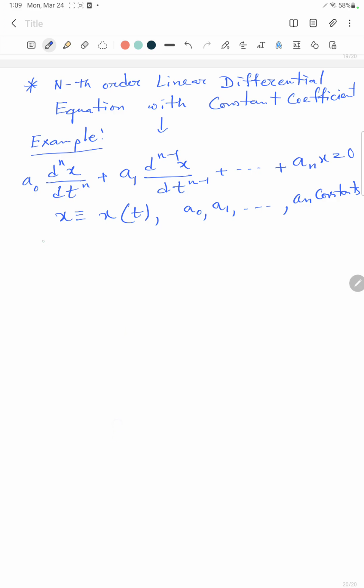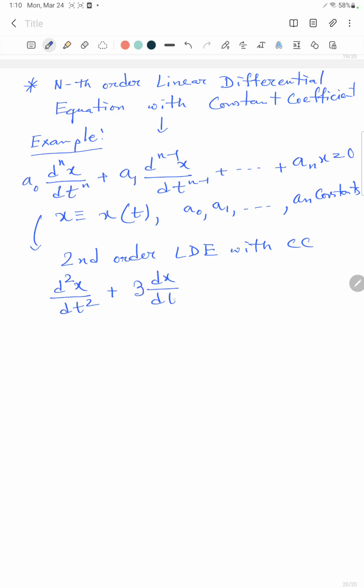So let us take a particular case of this. Let us take a second order linear differential equation with constant coefficients. Let us take a particular second order linear differential equation like this: d2x/dt2 plus 3 dx/dt plus 2x equal to 0.